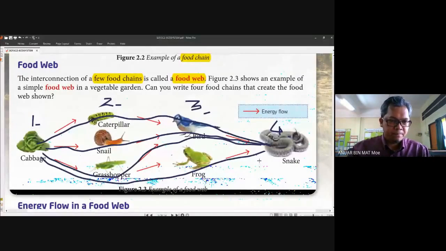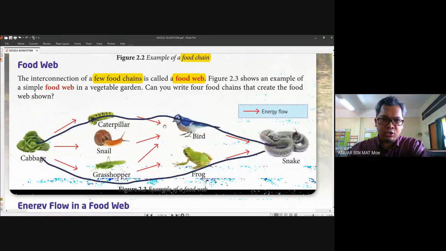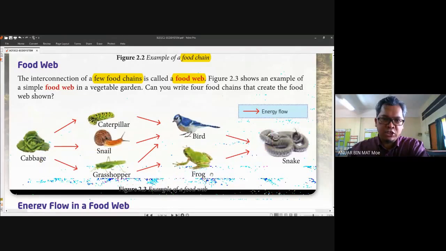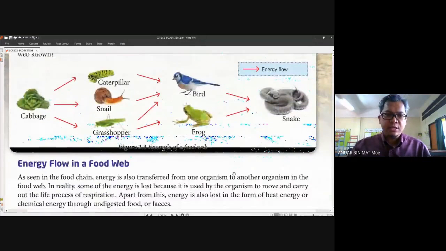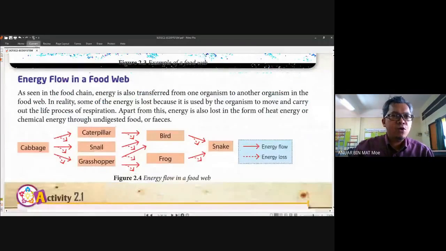Okay, very good. You can understand this very quickly. Make sure you're able to draw the food web and the food chain, and then able to identify how many food chains there are in the food web. Okay, so next question. Energy flow in food web. So what is meant by energy flow?